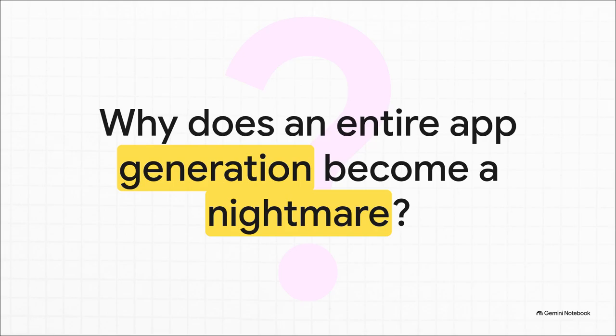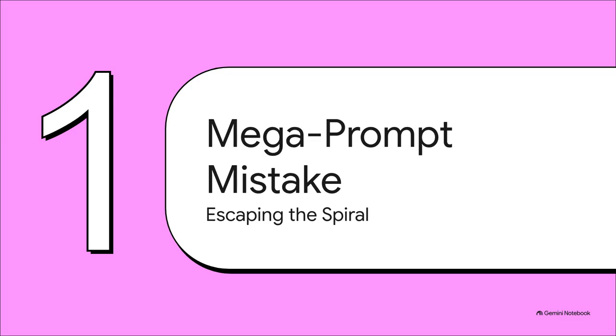The source material we're looking at today hits on a really universal pain point. When you ask an AI to generate a huge code base all at once, you're basically setting yourself up to hit an opaque wall of code. So let's look at exactly why this happens, and more importantly, how we can structurally avoid it. So that brings us to section 1, the mega prompt mistake, escaping the tangled blob debugging spiral.